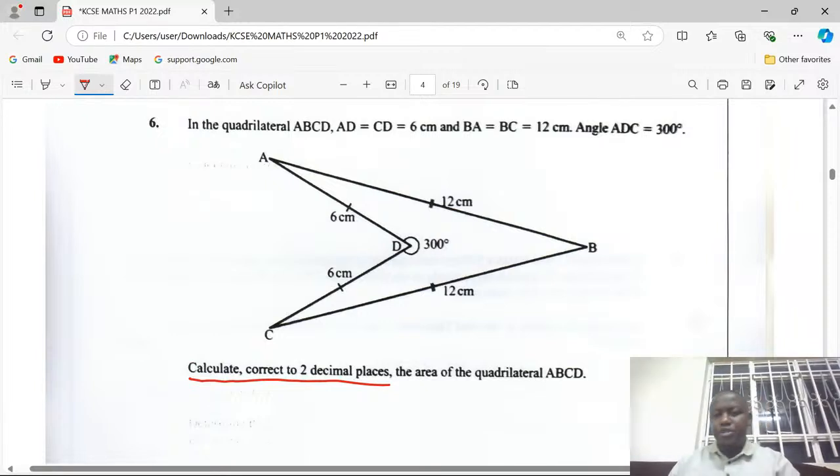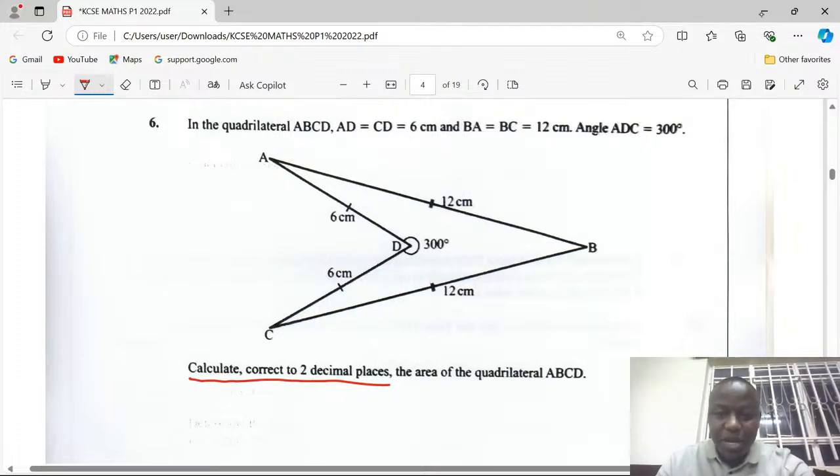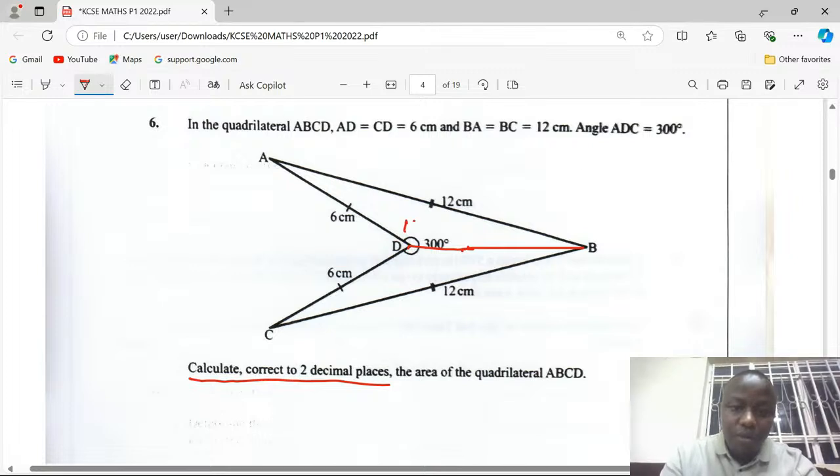Let me use several approaches to attempt this question. In the first case, because AD and CD are equal, and we have an angle of 300 at that point, it means we can produce a line from D to B, such that now we are having 150. We are having 150. Then now with this, we can respond to a few things.